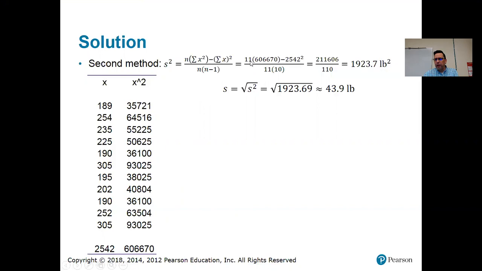For the variance, you go 11 times 606,670 and then subtract 2,542 squared. And then divide that big number by n times n minus 1, which comes out to 110. And that miraculously gives you the same 1,923.7 that I got when I did it the other way. Again, that is in pounds squared. And then the standard deviation is just the square root of the variance, 43.9 pounds.